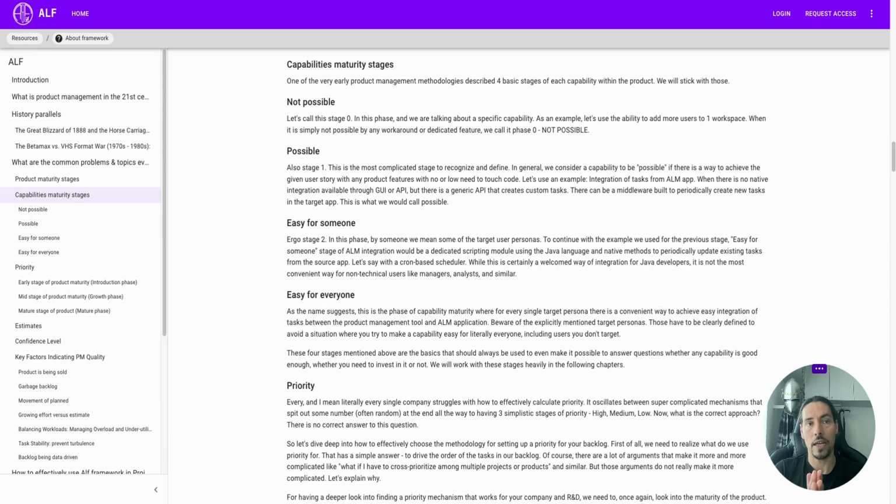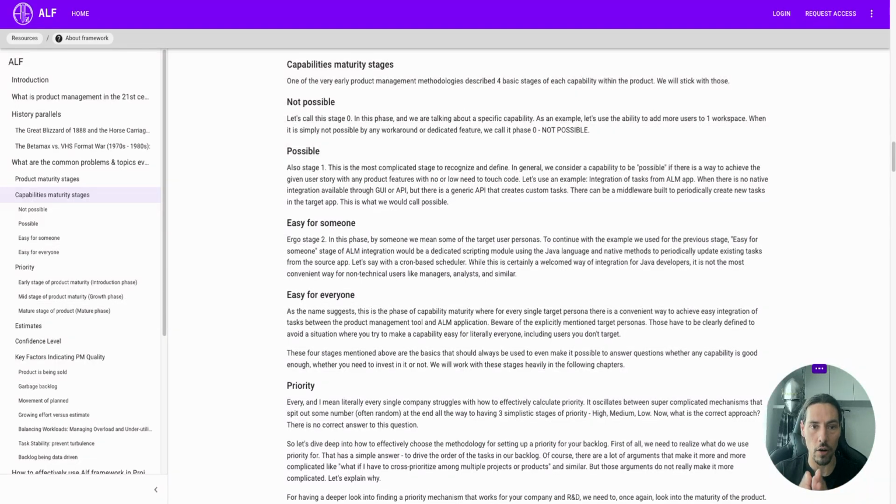Now, in Project ALF, we believe that no matter how you define the stages, in our case, by these four, what is important is being aware, long term, of the trend of your backlog in terms of how you are improving certain capabilities. Now, I'm not trying to judge whether you should focus more on making your capabilities better rather than increasing the range of your capabilities. But I'm saying you should be aware of it.